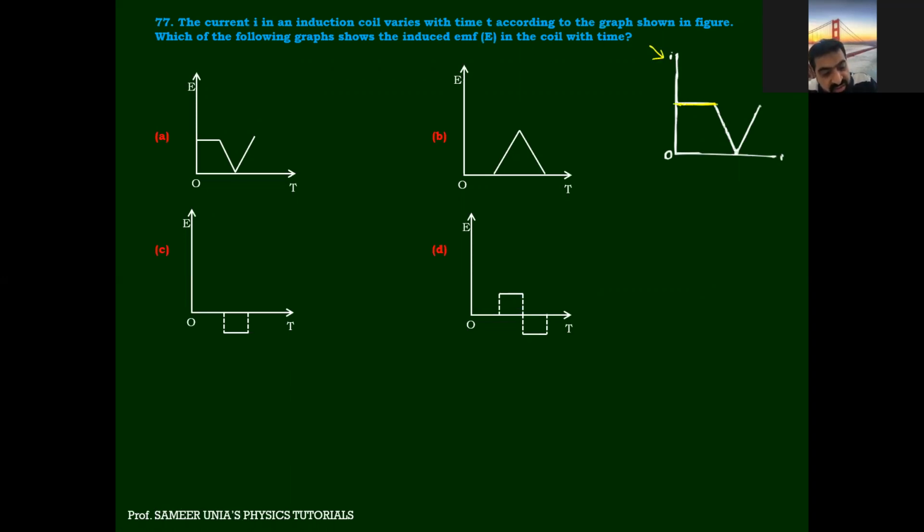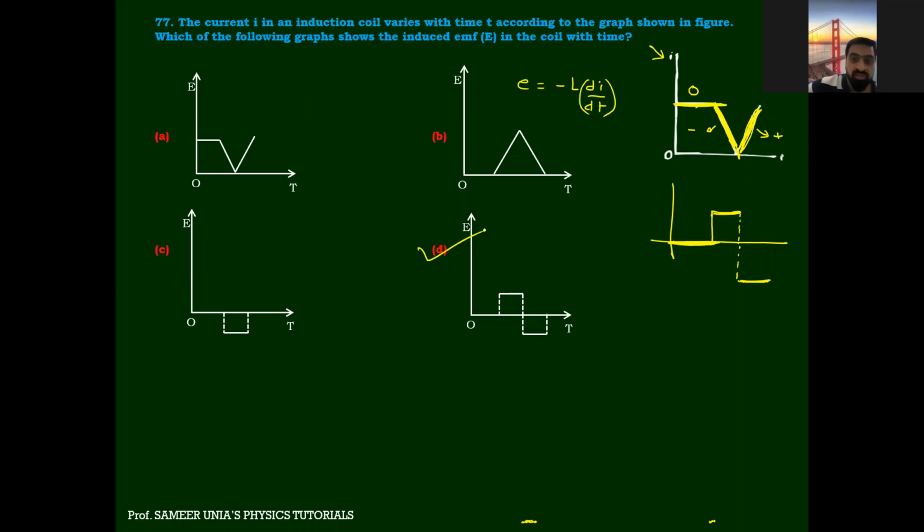Can I say here di by dt is how much? 0. Here di by dt is what? Negative. Here di by dt is what? Positive. In this region, how much will be the EMF induced? 0, because you remember the formula for E, it is L di by dt, or you can take minus L di by dt. So up to here it is 0. Then here di by dt is negative, so can I say EMF induced will be positive? Yes. And here di by dt is positive, so EMF induced will be negative. Yes. Okay. This was done before also. Same repetition is happening again and again.